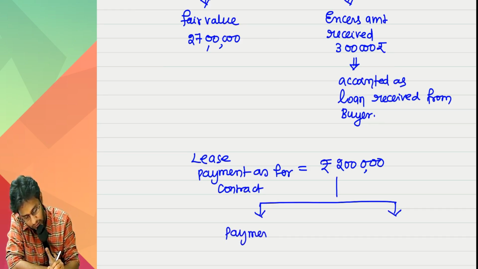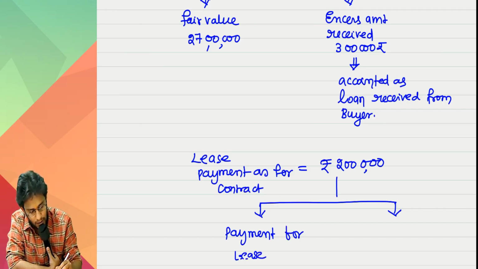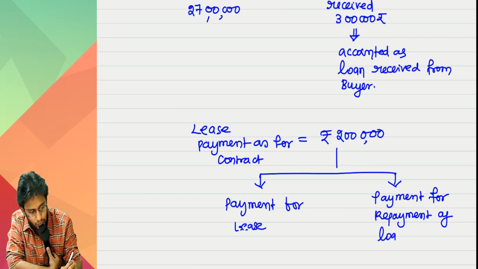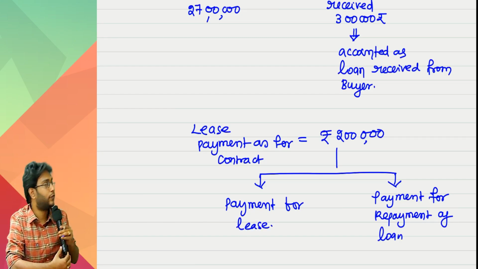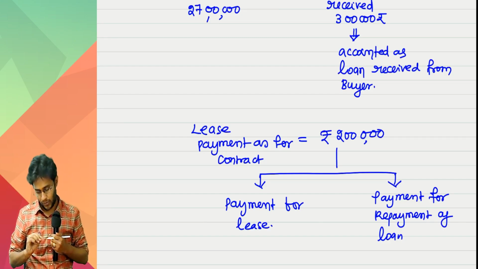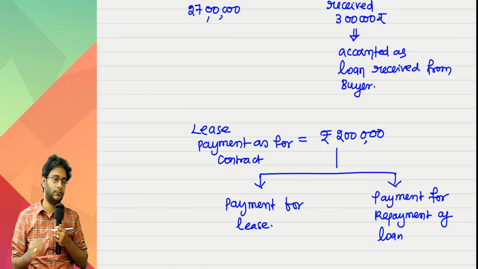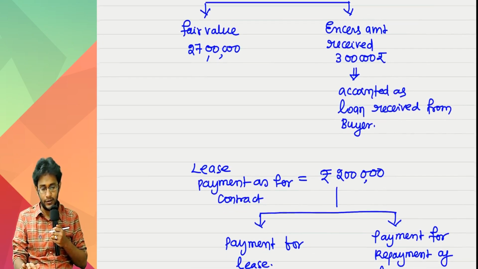This includes payment for the lease, plus it also includes repayment of loan. You have to split this also. Tell me, sir, how should I split? One hint is apparently visible.